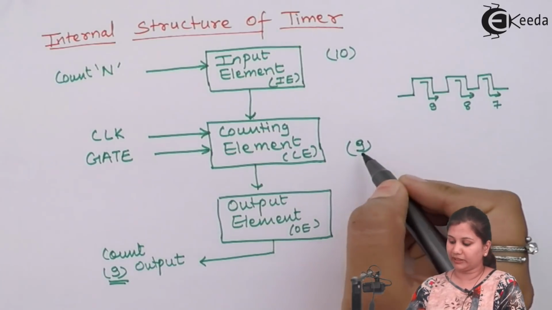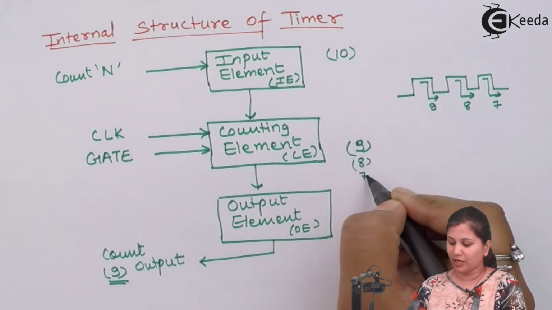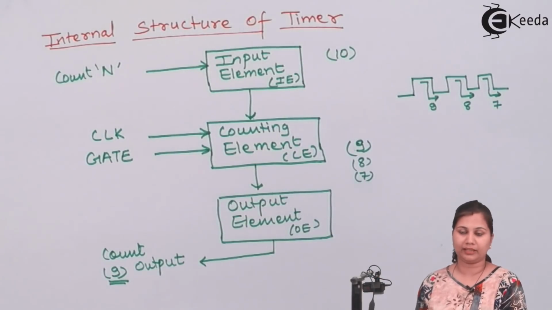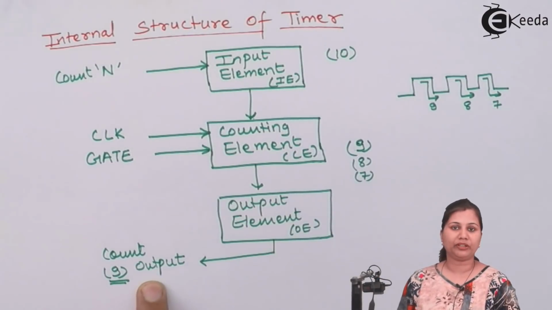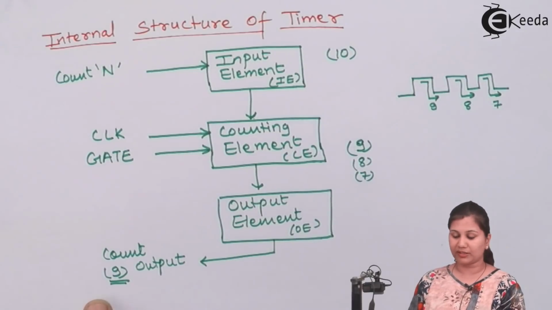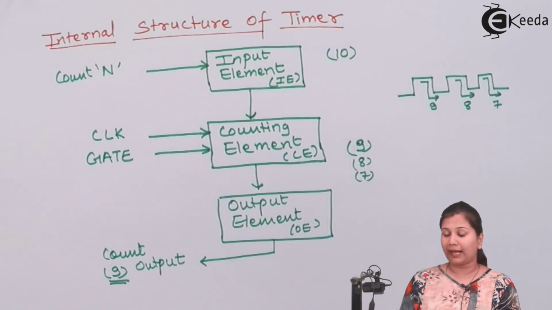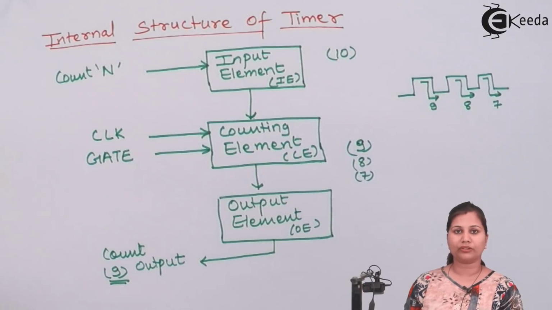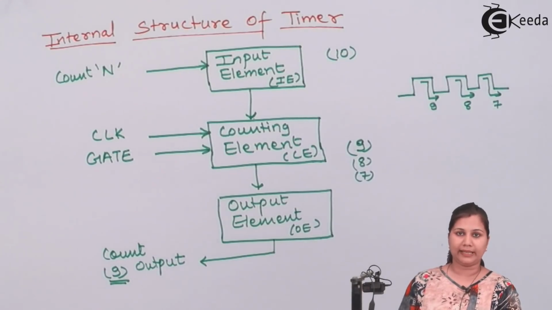So 9 will be there, then 8, then 7. In this way the counting element will continue decrementing the counter, but at the output we are getting the latched output, which is 9. And the microprocessor can at any time read the value of the count from this output element.